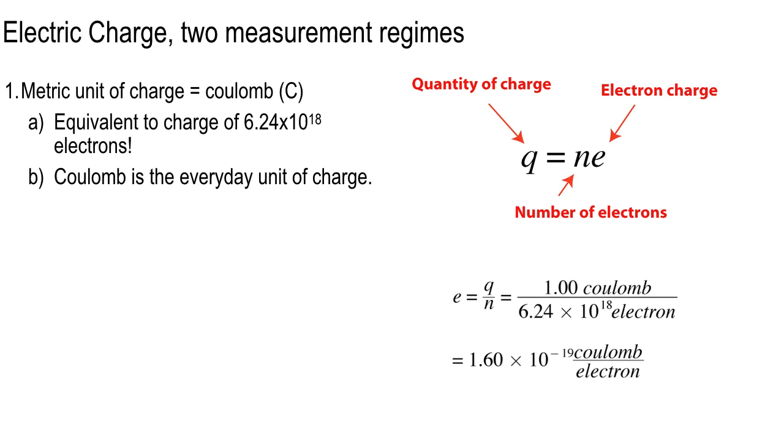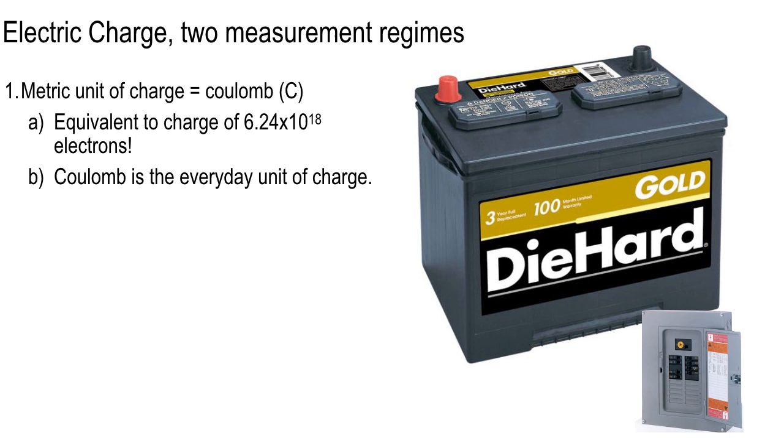So in other words, for things like a DieHard battery, your fuse box or breaker box at home, they're marked with amperes. Like a DieHard battery has 100 cold cranking amps or something like that. It could put out a bunch of current. An ampere is 1 coulomb per second through the wire. So that's a normal everyday unit of current, 1 coulomb per second. And that's called the ampere.